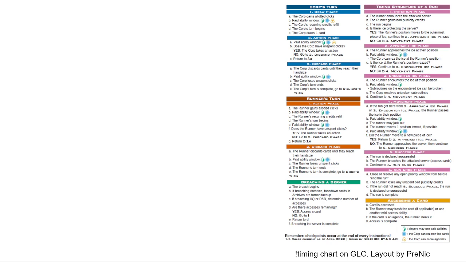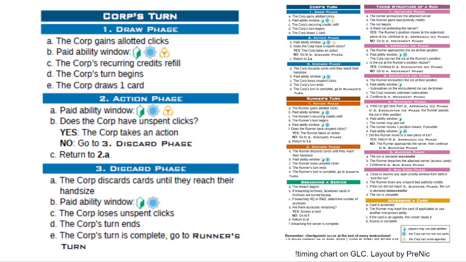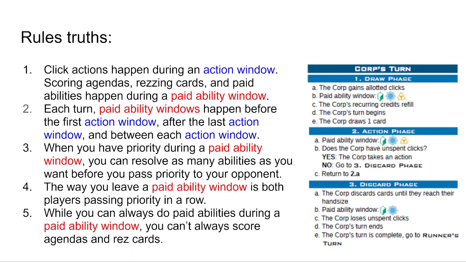But if you look at this, and we look at the corp's turn, you're not allowed to just do whatever you want whenever you want. There are specific windows in which you're allowed to do things. Now, let's talk about some rules truths that these timing windows result in. So our rules truths are: click actions, so things that cost a click, happen during an action window.